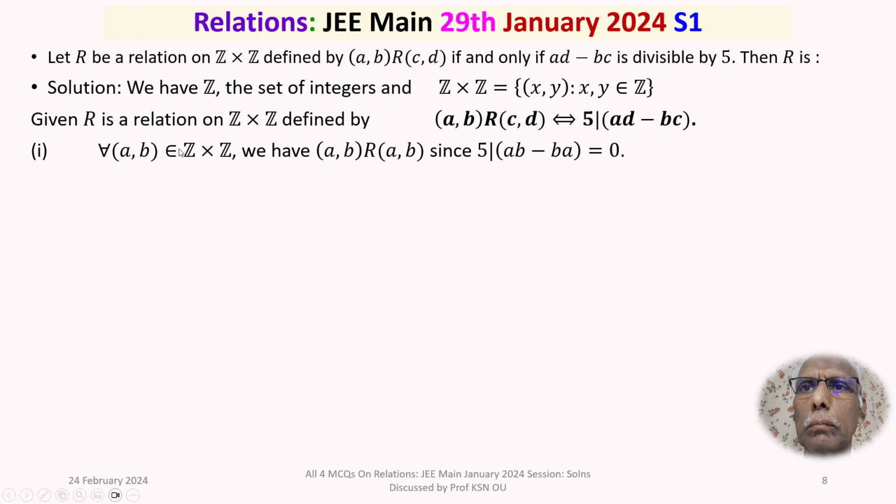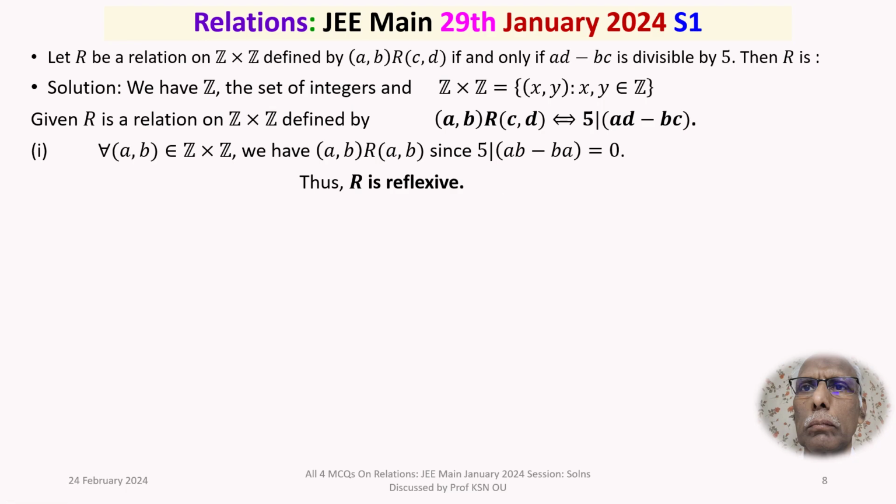For all A comma B belongs to Z cross Z, we have A comma B related to A comma B. Why? Because 5 divides AB minus BA. So 5 divides AB minus BA, which is 0. So 5 divides 0. Therefore, every ordered pair A comma B in Z cross Z is related to itself. So thus R is reflexive.